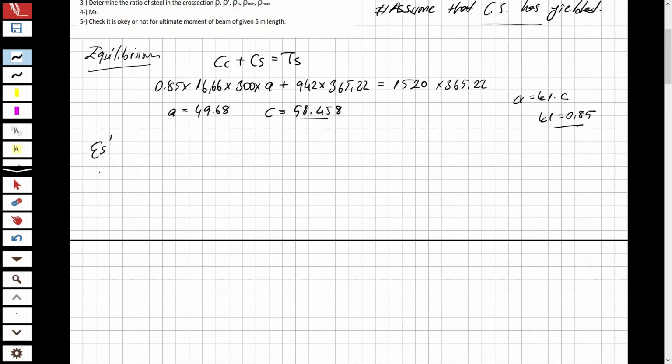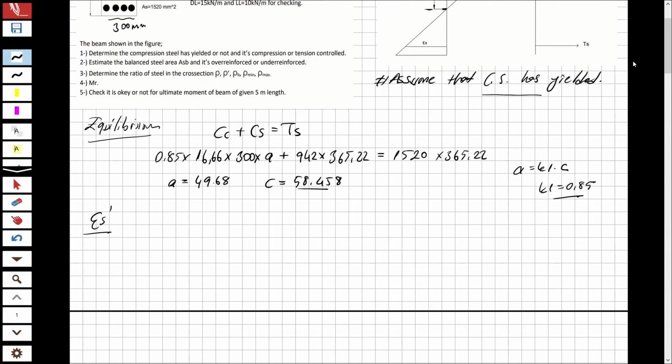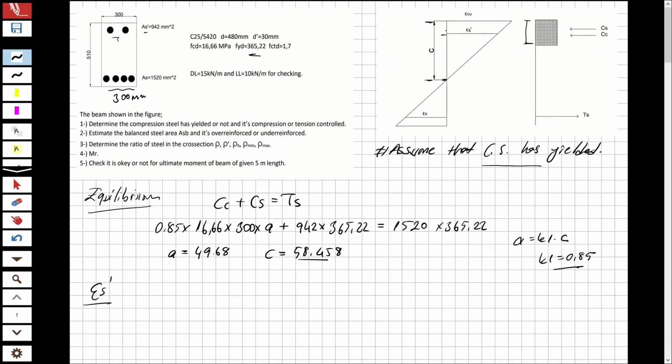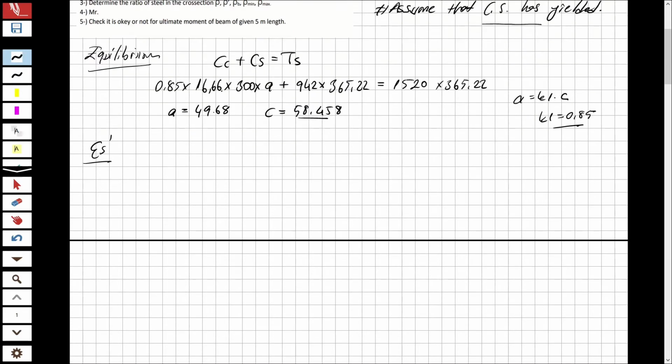Epsilon S prime over, what is C? Look here. This is D prime, this length. I'm going to show you. This is D prime. So I'm going to subtract D prime from C. Let's write this right. Look here. This whole is C, and this is D prime. When I divide strain prime over this length, it's going to be C minus D prime.